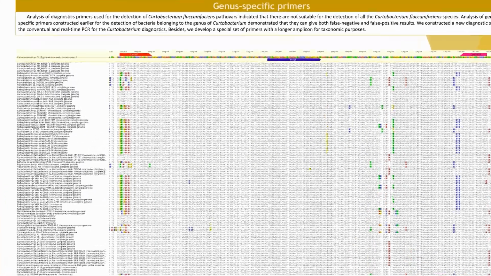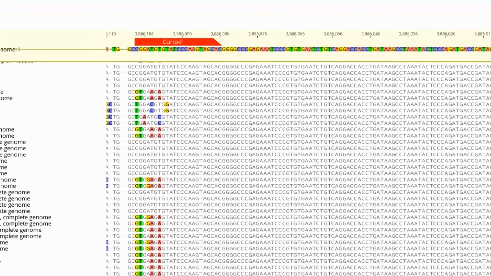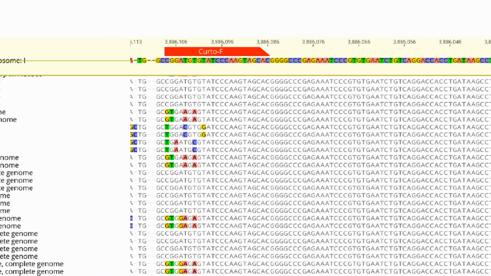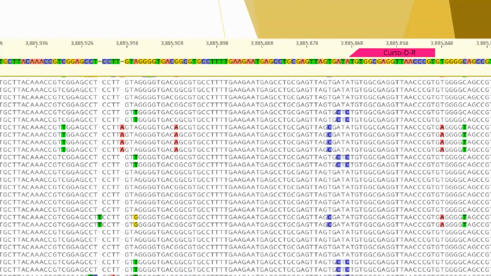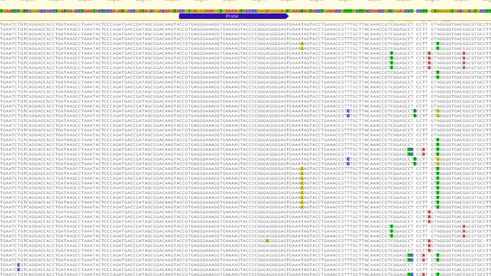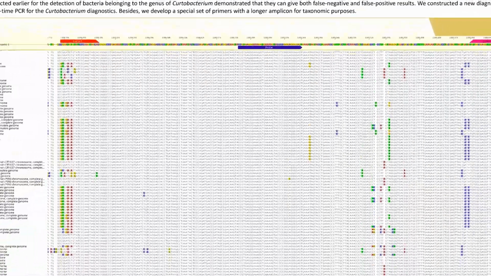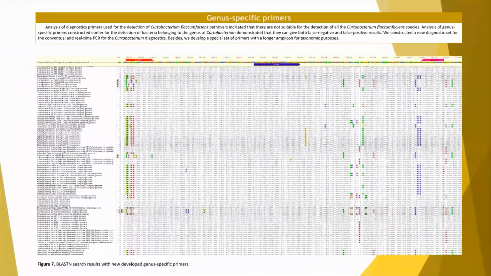So we constructed a new diagnostic set for conventional and real-time PCR for Curtobacterium diagnostics. Besides, we developed a specific set of primers with a longer amplicon for taxonomic purposes. The first experimental results demonstrated that the developed primers worked well with the collected samples.